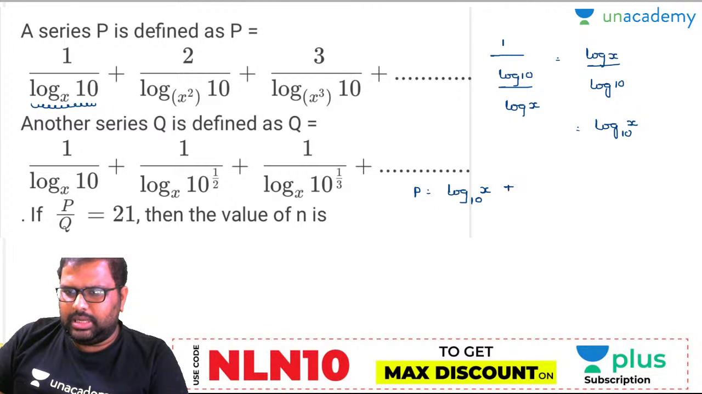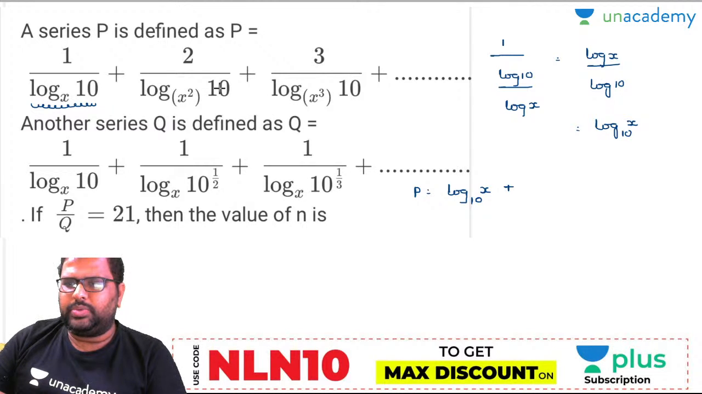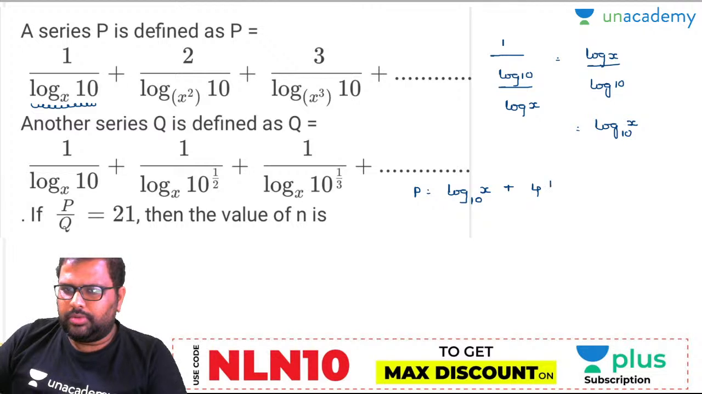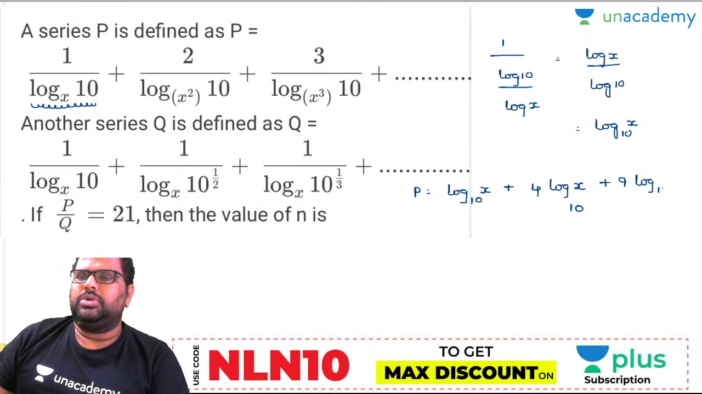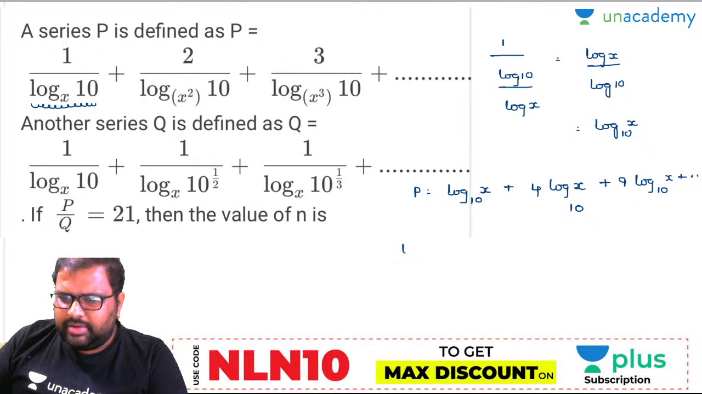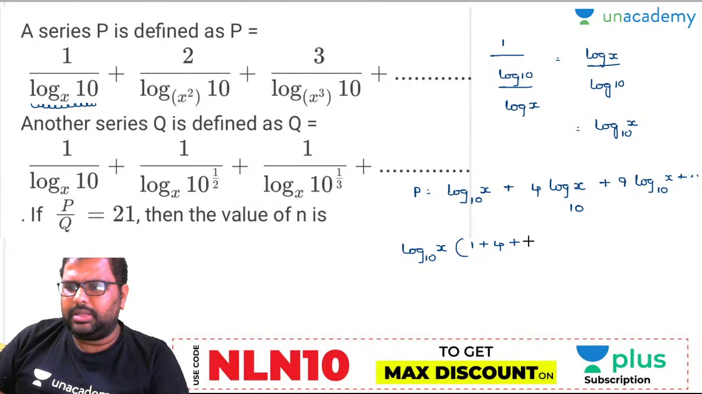Can I write this as, look here, how can I write this? So this becomes log base x squared 10. Am I right? Is it clear? Yes. So 2, it becomes 4 log x 10. So then this becomes 9 log base 10 of x, and so on. Am I right? Yes. Now when you closely observe, if I take log base 10 of x common, what values are left over? 1 plus 4 plus 9 plus so on.